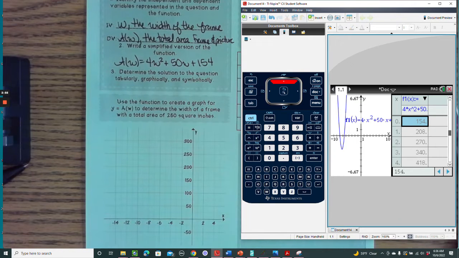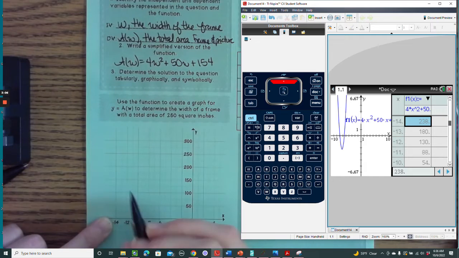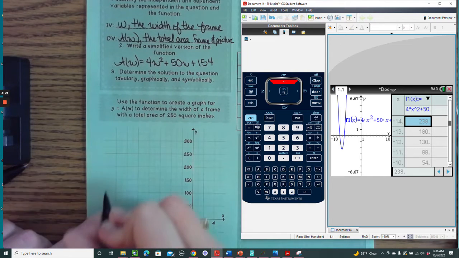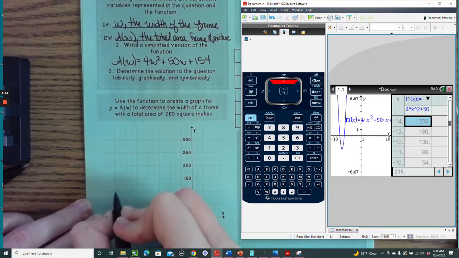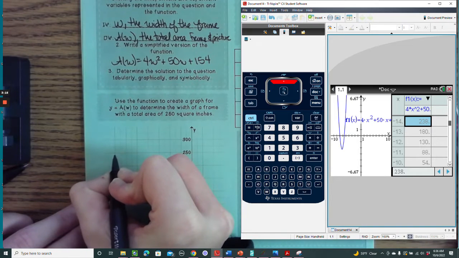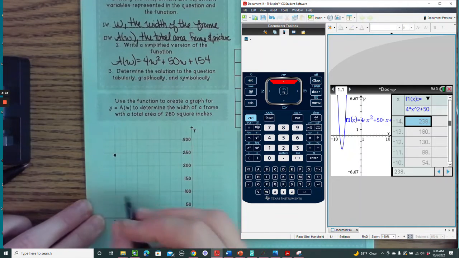So where do I want to start? If we look at our graph, we're starting at negative 14. So let's kind of go there. So at negative 14, X is negative 14. Y is going to be about 238. So it's, let's see, 200. It's going to be about there, a little bit below it. Okay, and we can keep graphing this way.